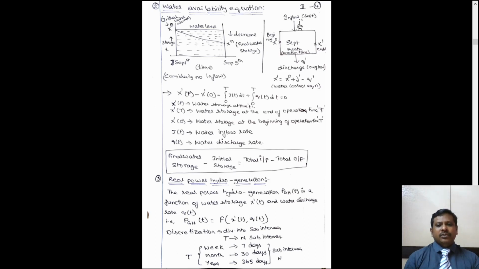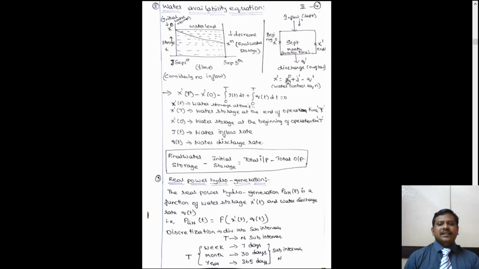In a similar fashion, when water is flowing into the water tank, we call it an inflow, right? When you start the motor, the water will be flowing into your water tank. So this is considered as an inflow, which is nothing but your J. At the beginning the water level is x naught, and at the ending the water level is x dash. And the discharge means the water utilized, which is nothing but your outflow, right?